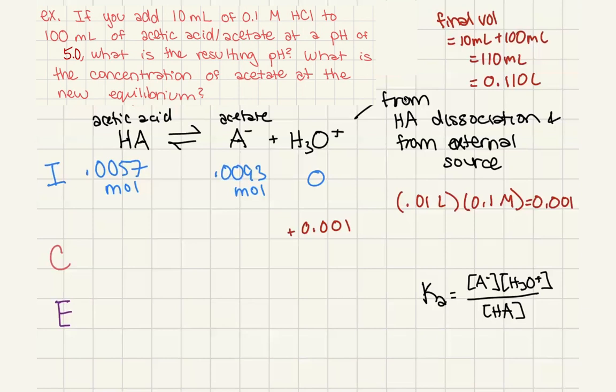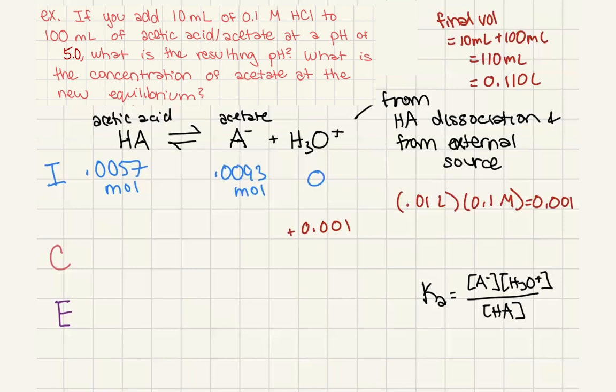And basically, if the amount of the acid that we add is less than the amount of acetate that's in there, all of our acid is going to react and we're going to have some acetate left over. If, however, we were to add more of the acid than we have of our base, then all of the base would react and we would have some acid left over.